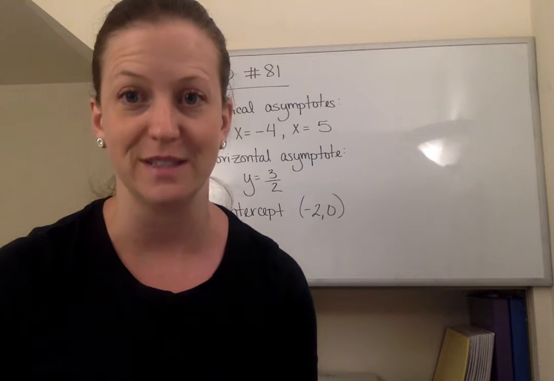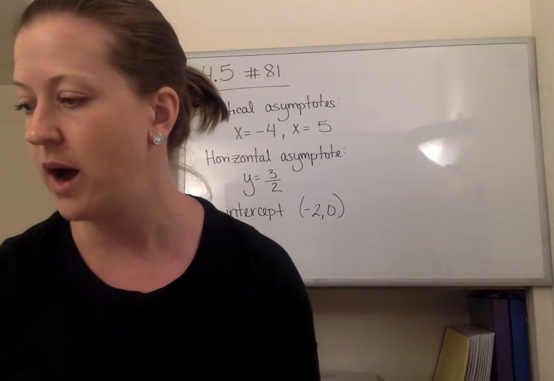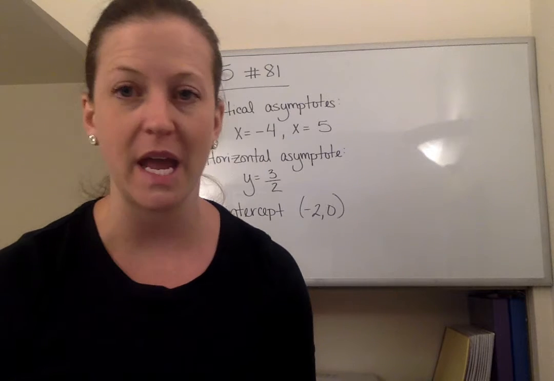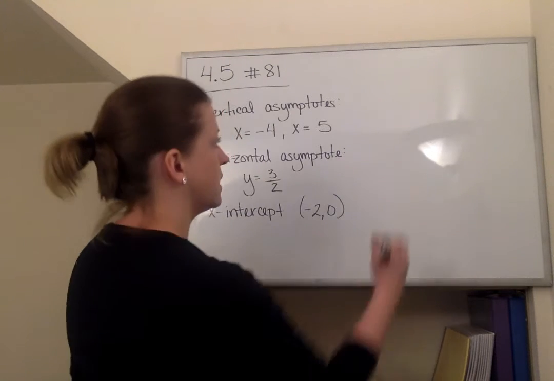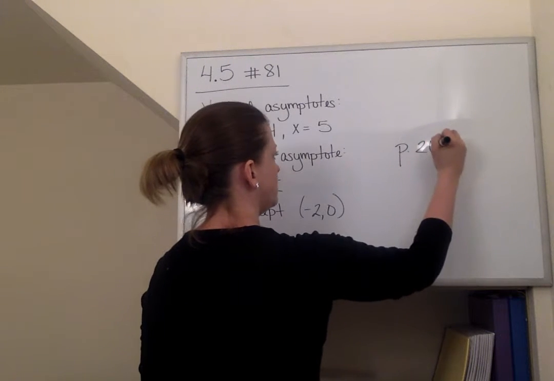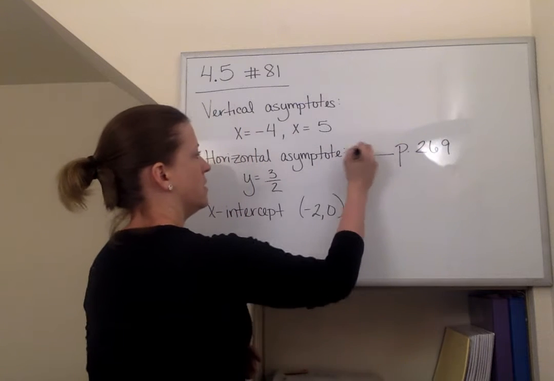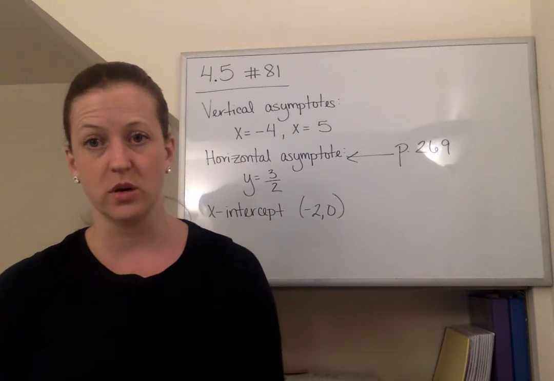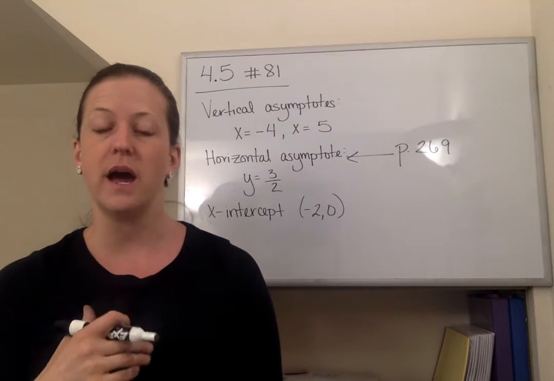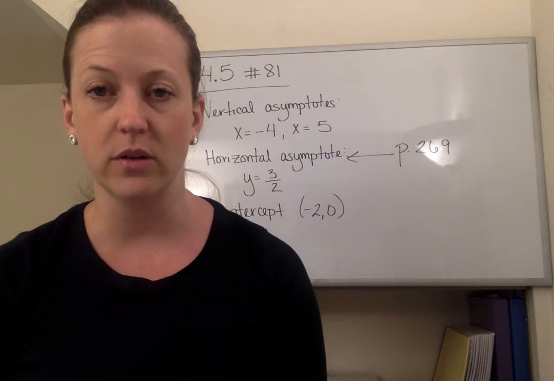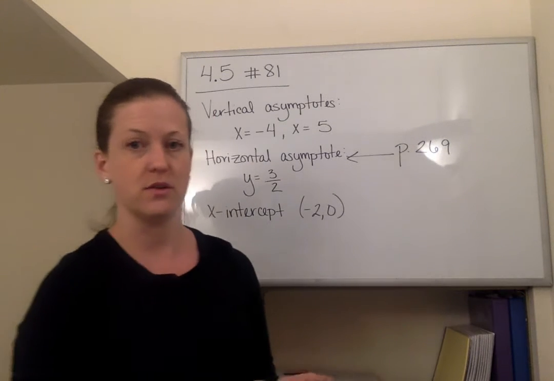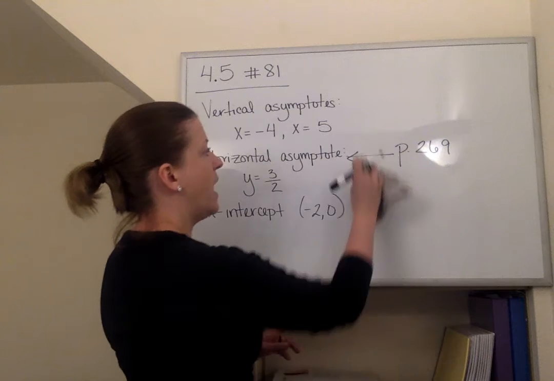If you need to go back into 4.5, in particular, you need to know how to find your asymptotes. If you look on page 269, that's the rules to find a horizontal asymptote. You might want to check that out as you're watching this video, just so you can kind of follow along.